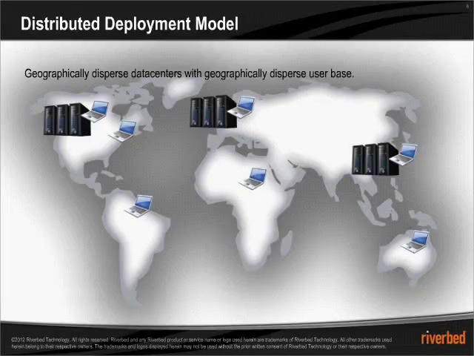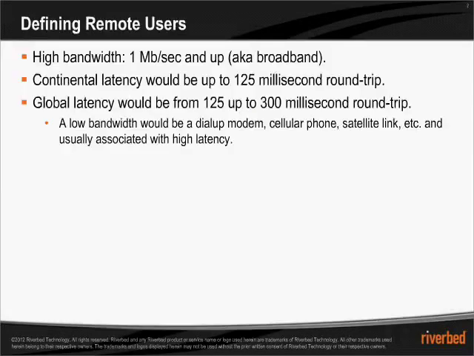From a bandwidth perspective, we typically define our remote users as having high bandwidth, a la broadband. Continental latency in our definition is about 125 milliseconds coast to coast when you think about the United States. And then we also have global latency that we have to deal with. Continental latency is more typical of our centralized deployment models, whereas global latency is more typical of our regional and our global deployment models.